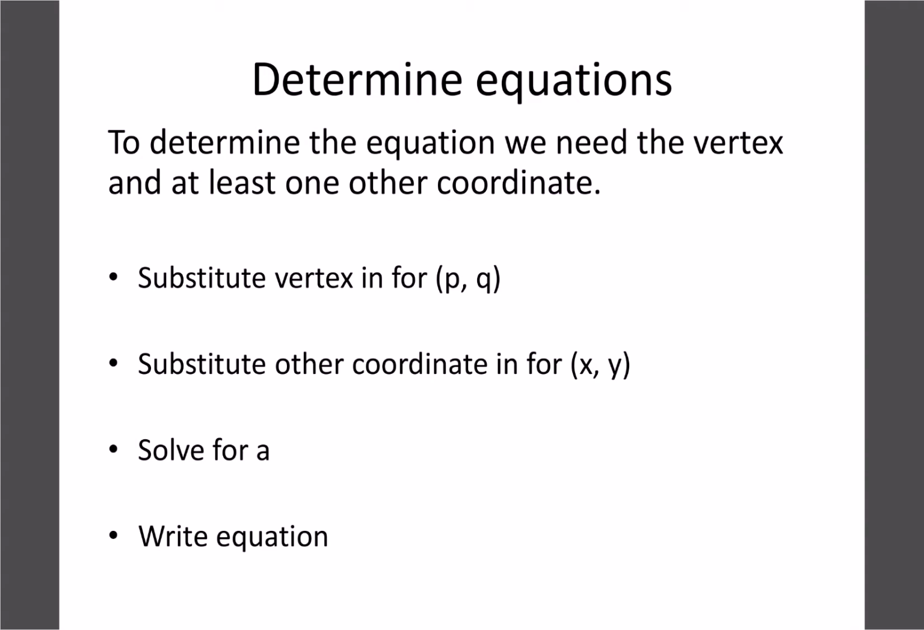In order to figure out the equation, generally what we need is the vertex and at least one other coordinate. You won't always get these, but generally that's our goal, to get the vertex and one other coordinate. So we know our formula in vertex form is y equals a times (x minus p) squared plus q. If we know the vertex, we're going to put that in as our p and q, because that's what it is in the formula. And whatever other coordinate we have, we're going to put in as x and y.